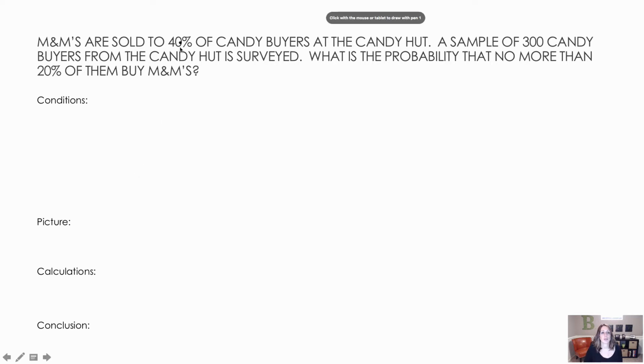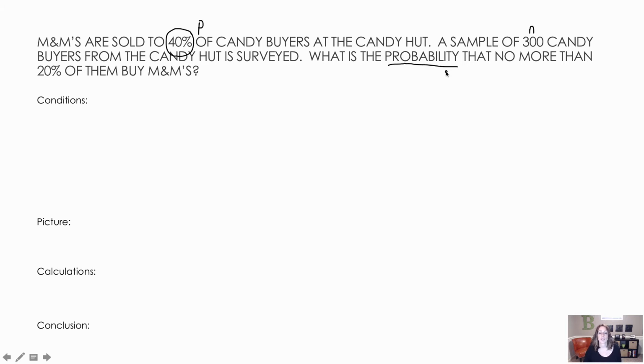So again, here I'm looking at the fact that I've got a probability or a percentage, which is a proportion. So I know that this is not a sampling with means question, it's a sampling with proportions question. And 300 would be N, that's the number of candies. And the probability that no more than 20% of them buy M&Ms, this tells me that it's not an empirical rule question, but I'm finding the probability.